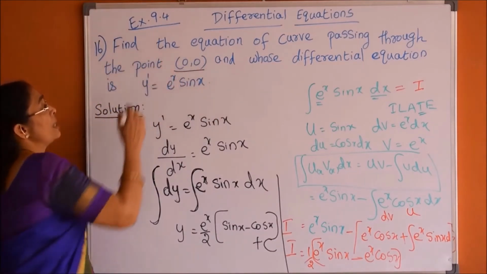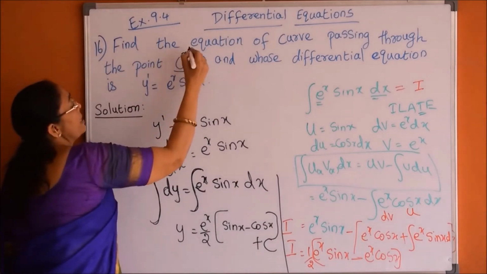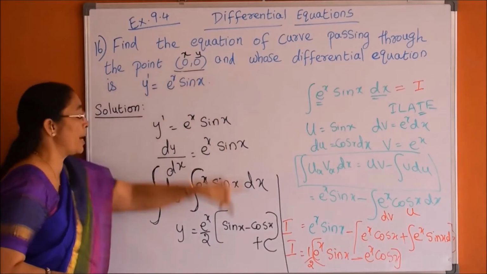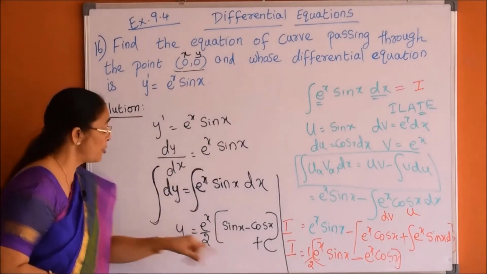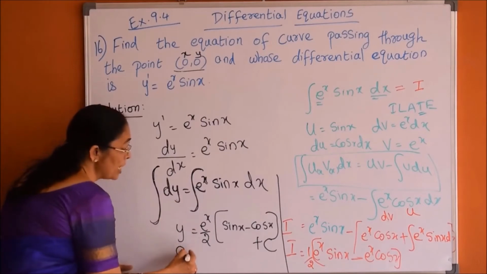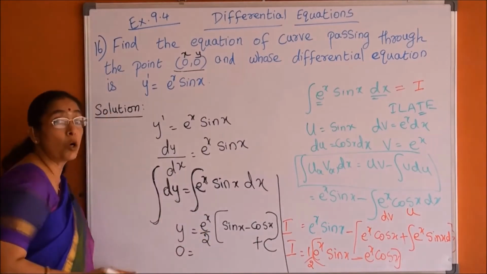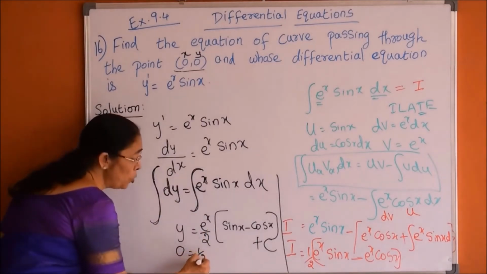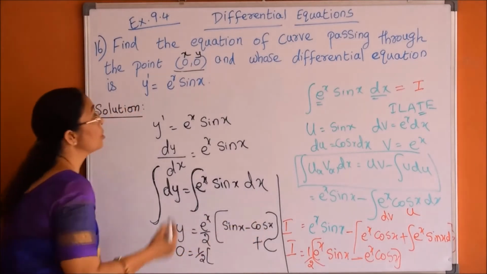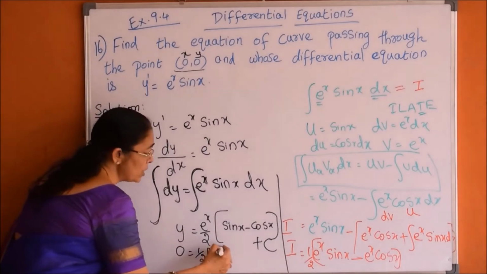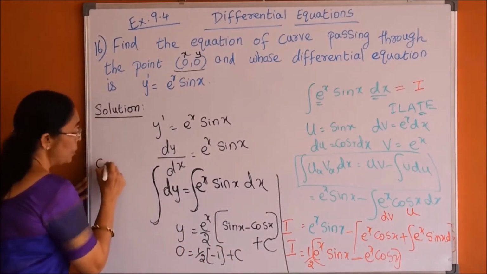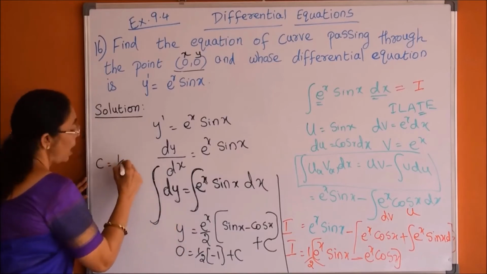So our aim is to find the particular equation of the curve passing through the point (0, 0). That means when x is 0, y is also 0. So let us substitute these x and y values to get the value of c. When y is 0, 0 equals e^0, which is 1, times 1/2 into sin 0, which is 0, minus cos 0, which is 1, plus c. So c equals plus half.